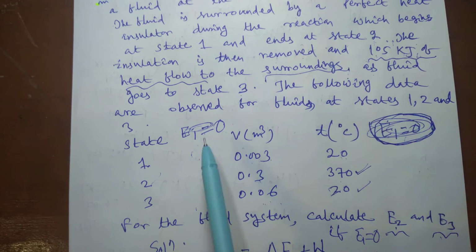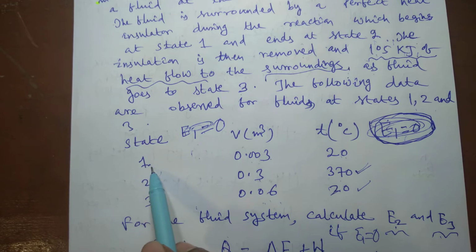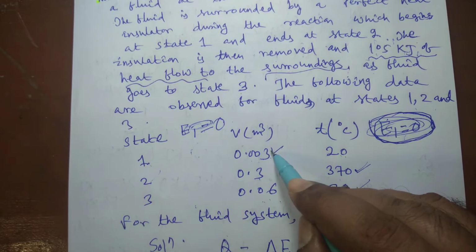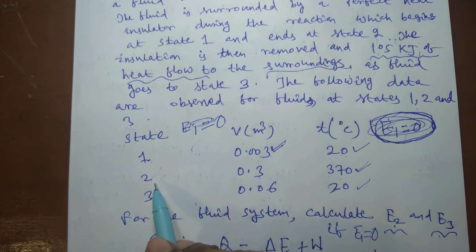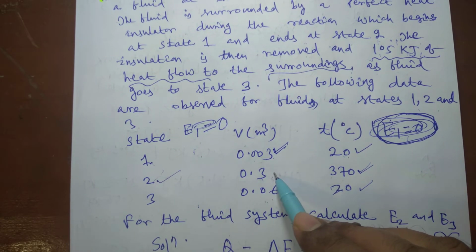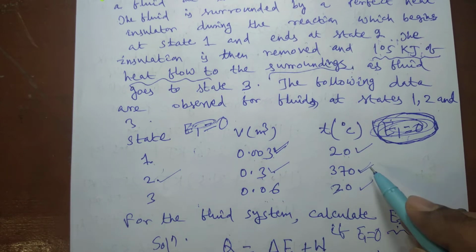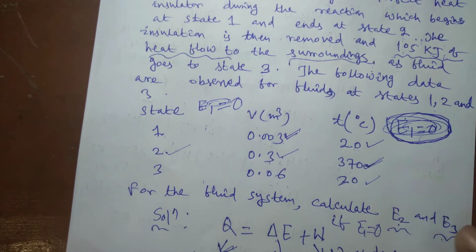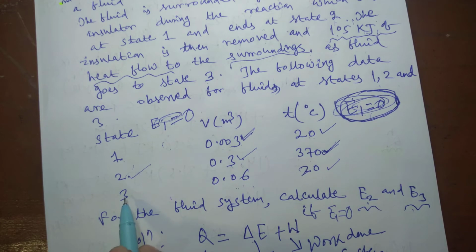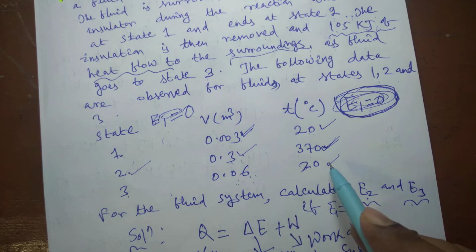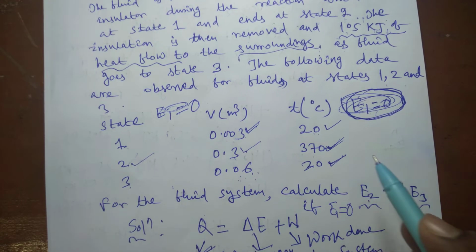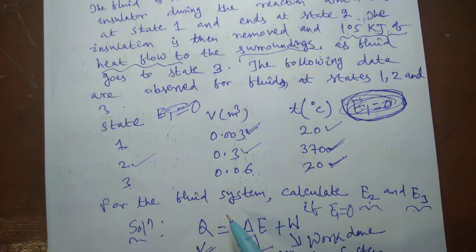The following data are observed for the fluid at states 1, 2 and 3. For state 1, the volume of the fluid was 0.003 meter cube and the temperature was 20 degrees Celsius. At state 2, the volume increases to 0.3 meter cube and the temperature increases to 370 degrees Celsius. When the fluid moves to state 3, the volume is 0.06 meter cube and the temperature is again 20 degrees Celsius. So what we are required to find out is, for the fluid system, calculate E2 and E3.